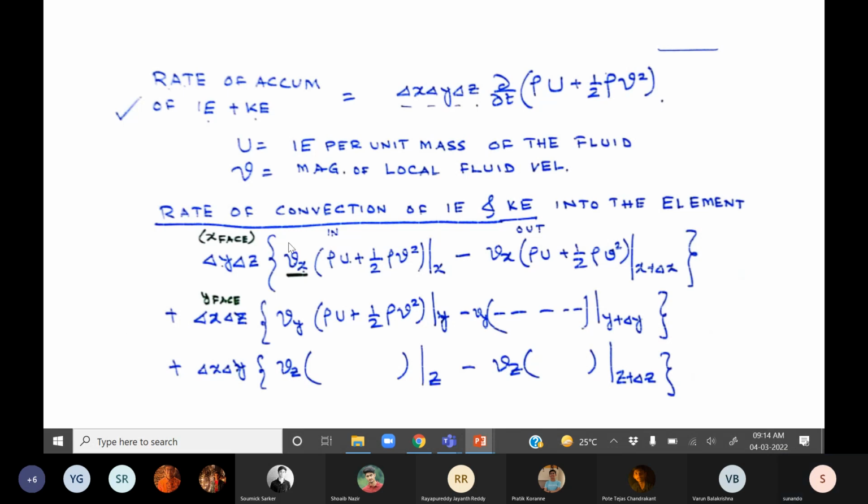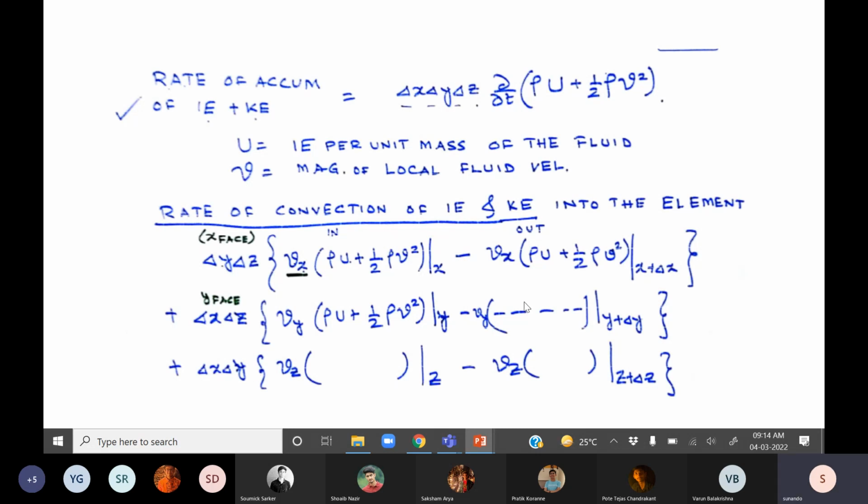So Vx multiplied by this, that's energy per unit area per unit time, and then we multiply it with the area of the x face, del y, del z. The one out will have the similar form, except the product of these two terms will be evaluated at x plus del x. Then we consider the y face having an area del x, del z, and the corresponding component of velocity would simply be Vy, and same for the z face, where this is the area of the z face.